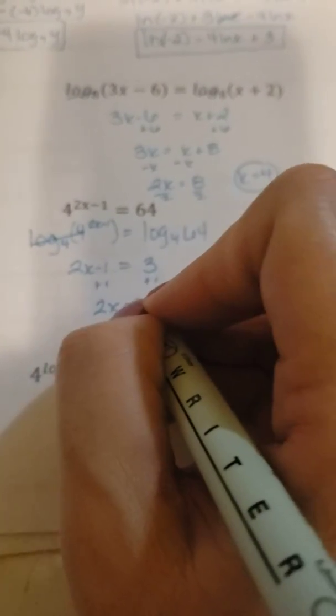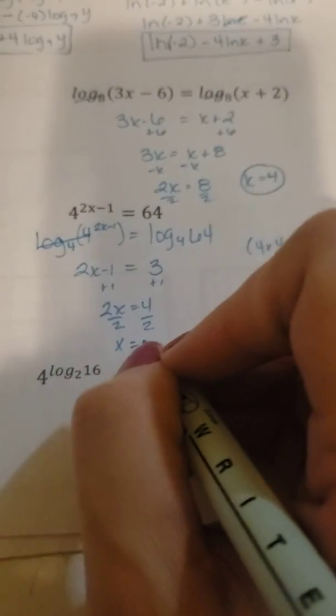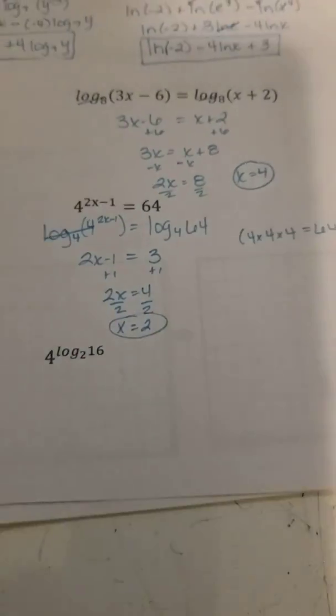So now I'm going to solve this equation. I'm going to add a 1 to both sides. I get 2x equals 4. And then if I divide by 2, I get x equals 2.